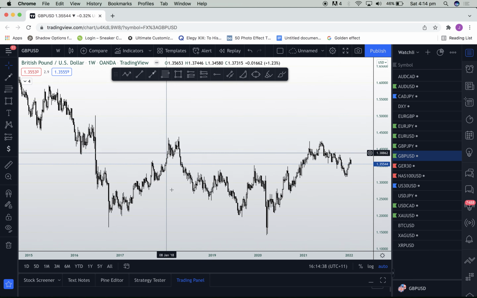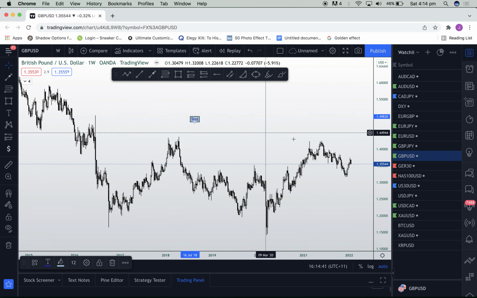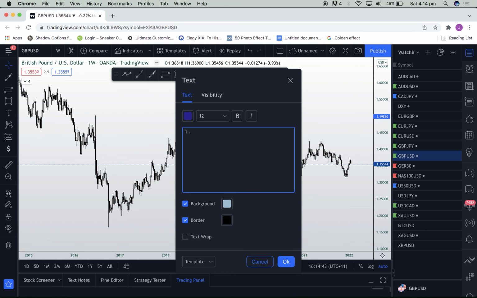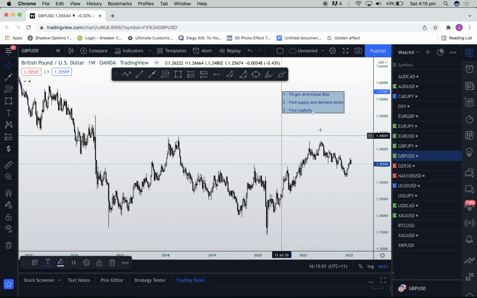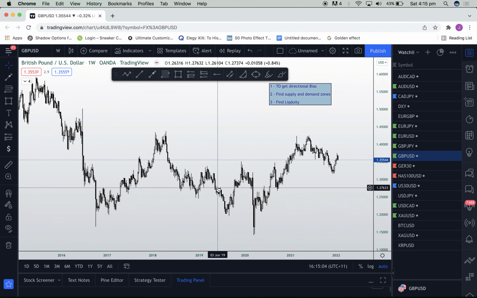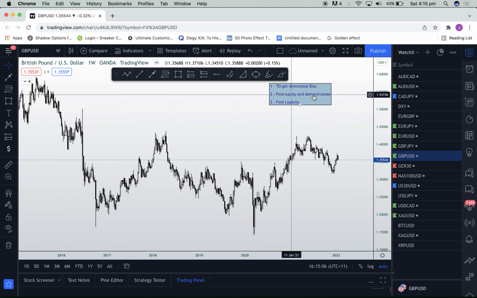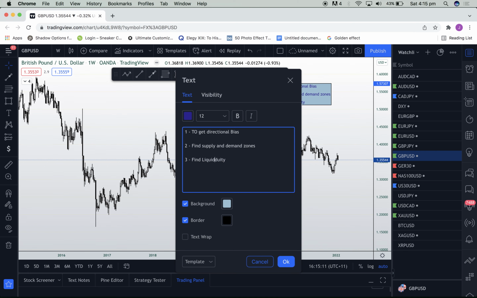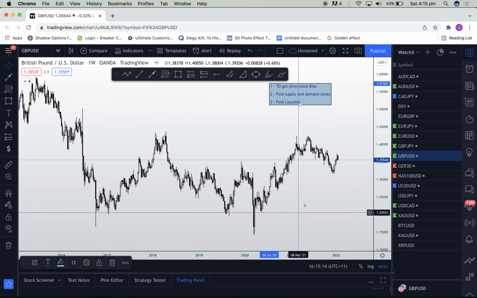So top-down analysis, why do we use it? Let me write this here for you. 1, to get directional bias. 2, find supply and demand zones. And 3, find liquidity. Right? This is what I use top-down for, right? You want to get your directional bias, you want to find supply and demand zones, and you want to find liquidity, right? Let me, spelled that wrong. There we go.